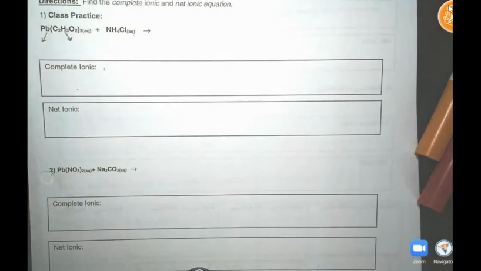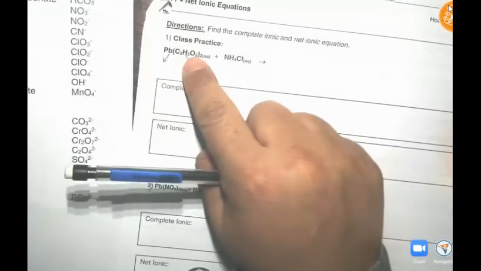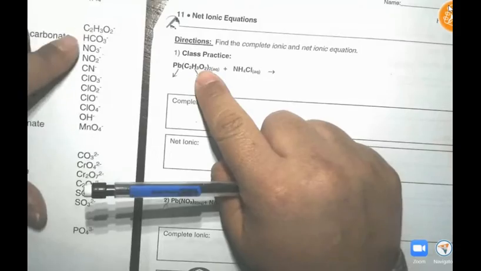So I have my ion list because I can recognize that that's acetate. So that is acetate, C2H3O2, 1 minus. Okay, that 2 is going to be important.